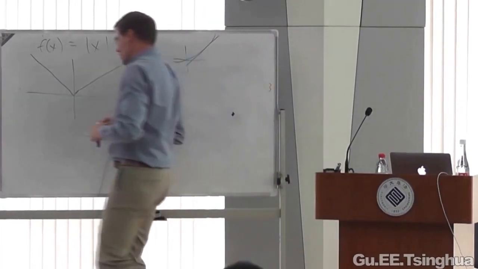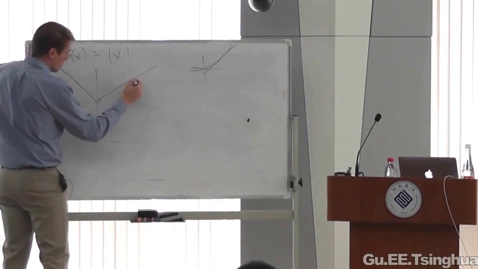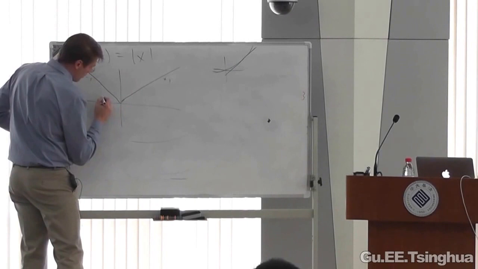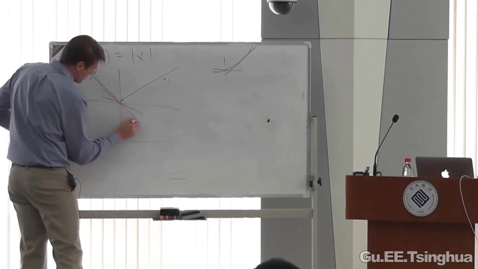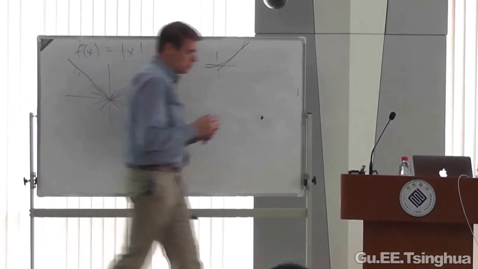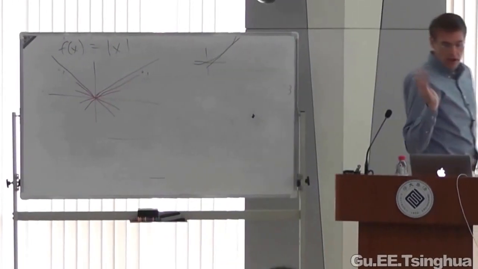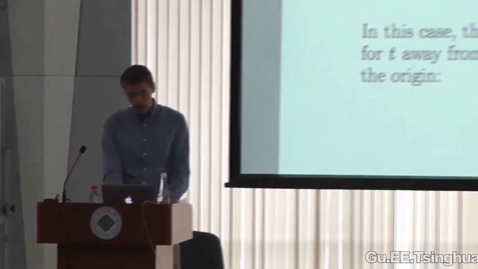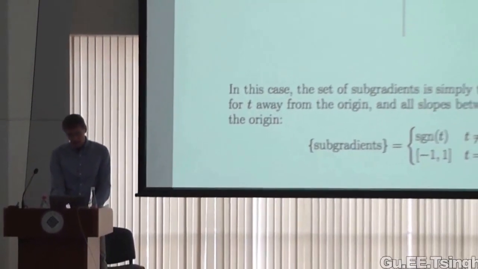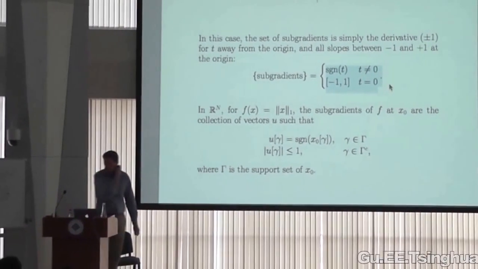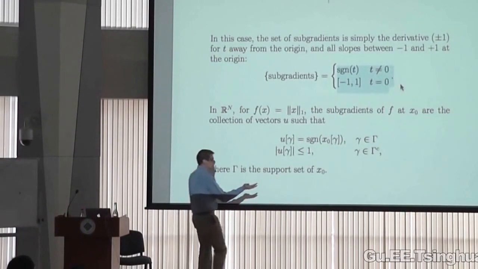So here the derivative is 1. Here the derivative is minus 1. Here we could have maybe lots of derivatives. In fact, we could call the derivative here anything between plus 1 and minus 1. And that's exactly what the subgradient is. So the subgradient of f of t, the absolute value of t, is just the sign of t for t not equal to 0, and it's any number you want between -1 and 1 at t equals 0.